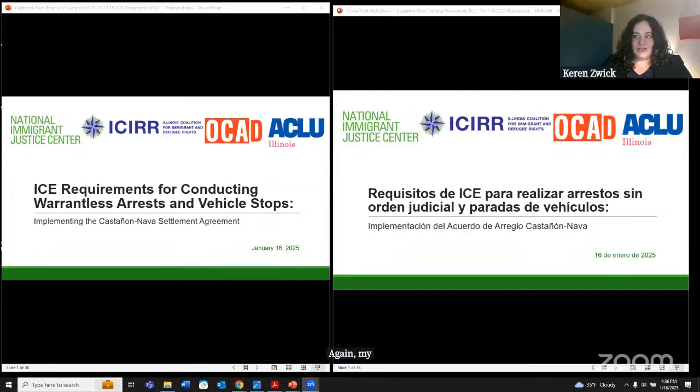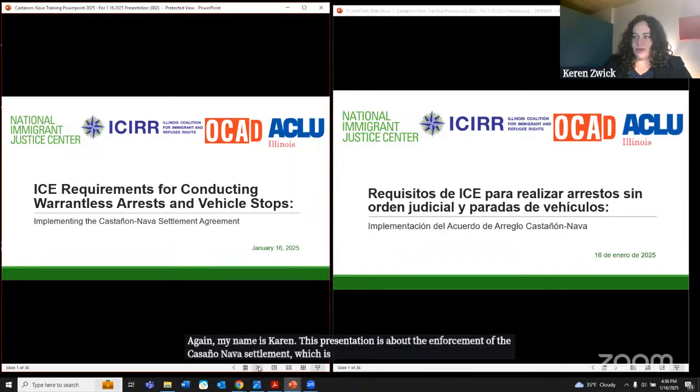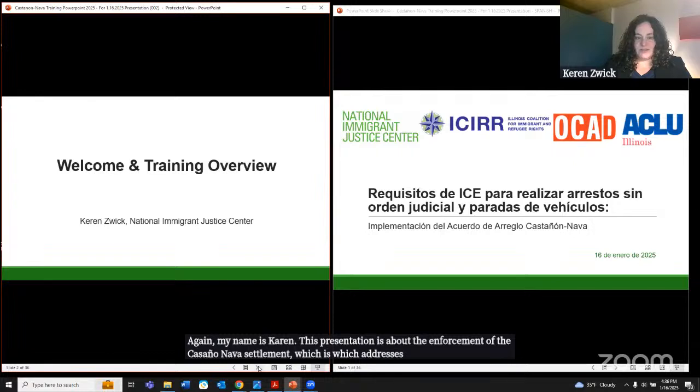This presentation is about the enforcement of the Castañon Nava settlement, which addresses vehicle and warrantless arrests in the Chicago area of responsibility, which is a 6-state region.